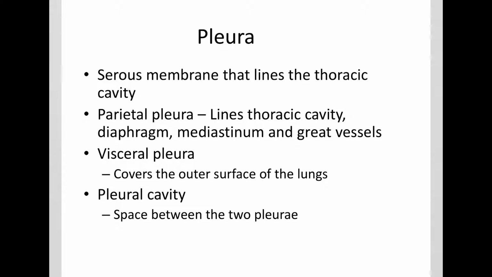The pleura, this is that membrane that lines the thoracic cavity. You see there's three different types. There's the parietal pleura, visceral pleura, and then there's that space between those.